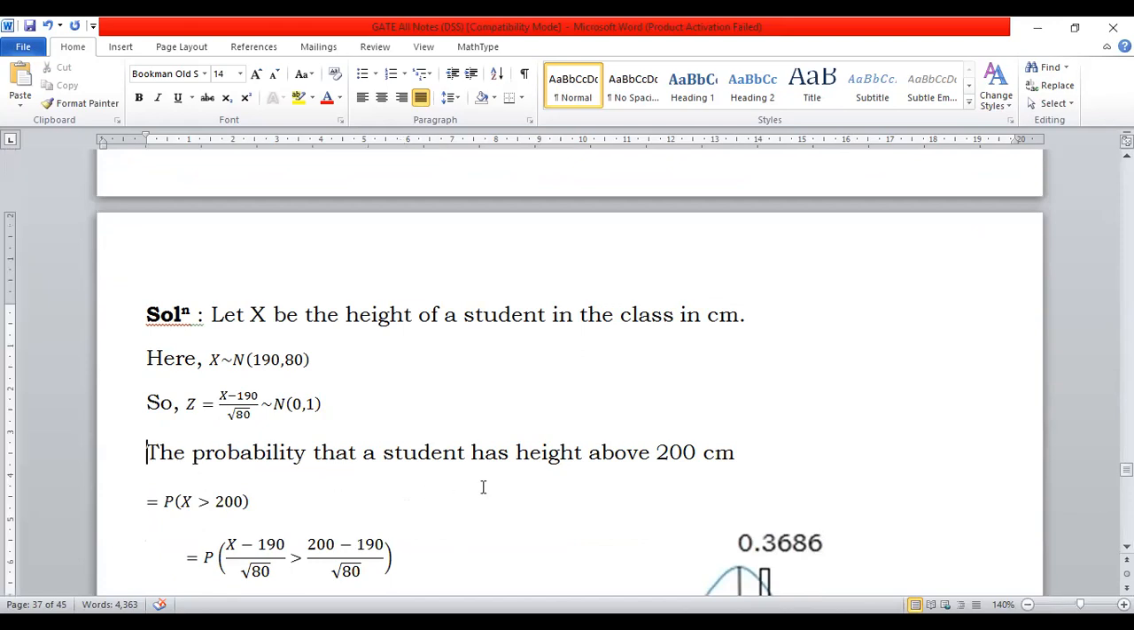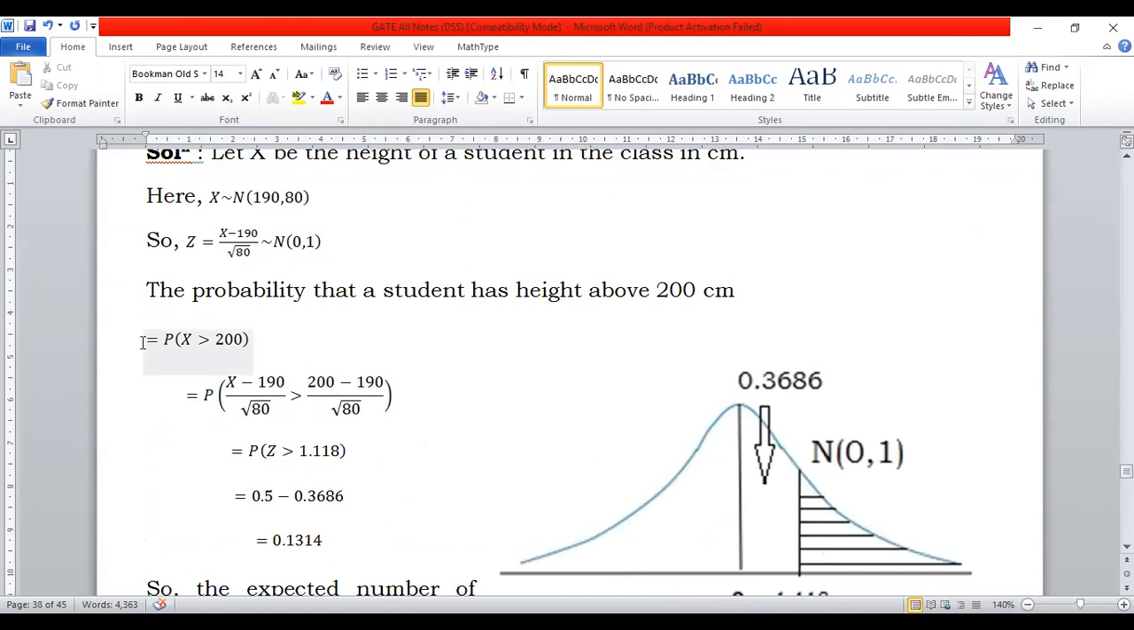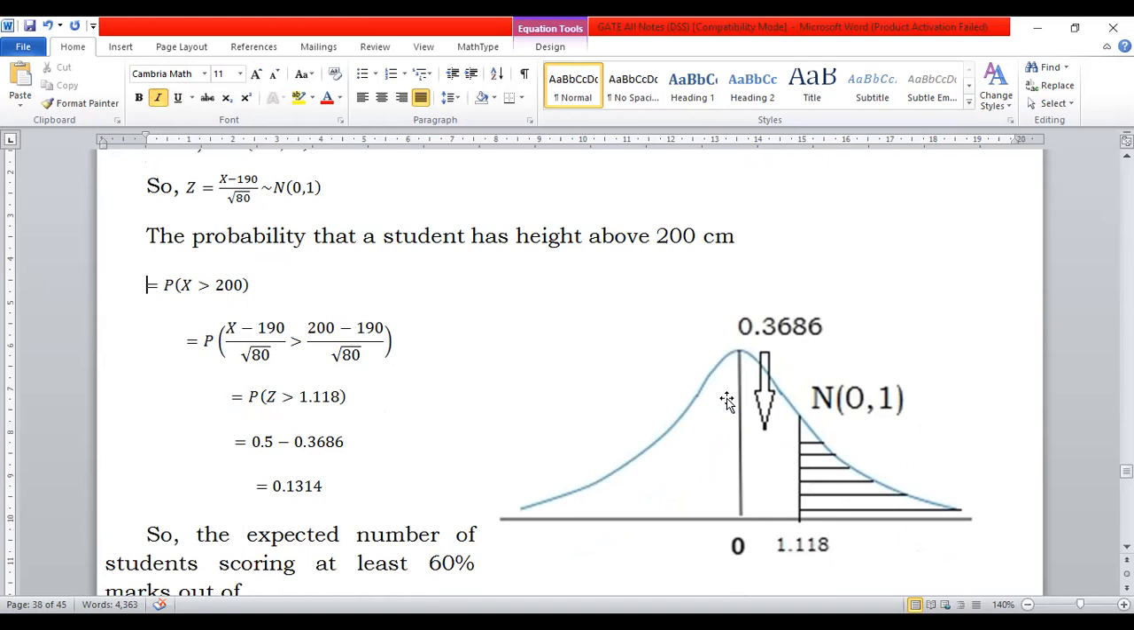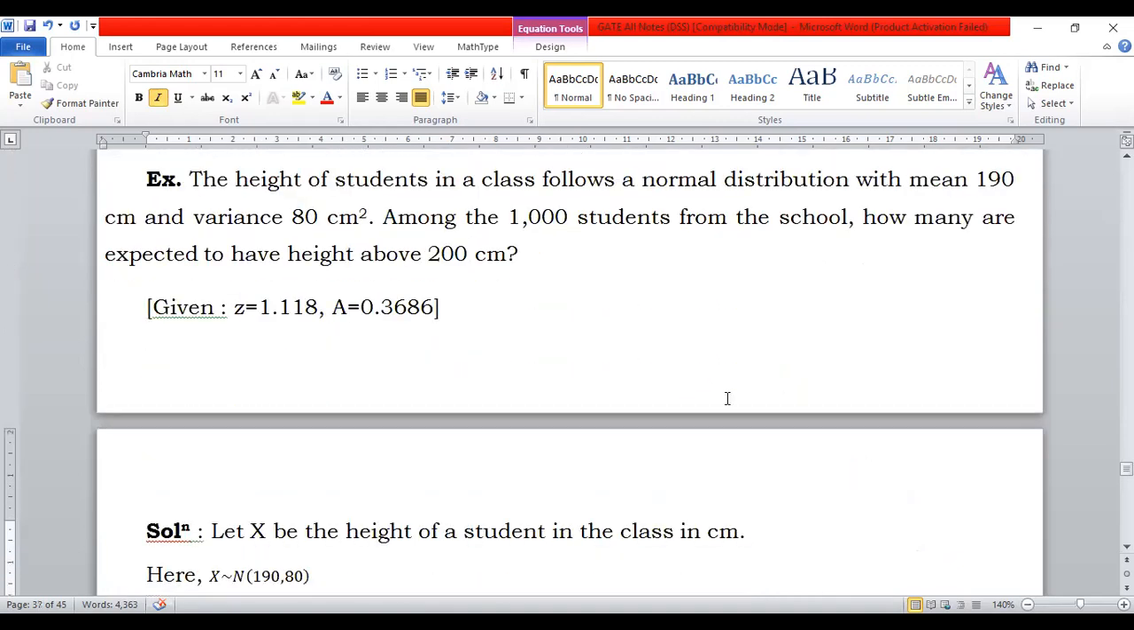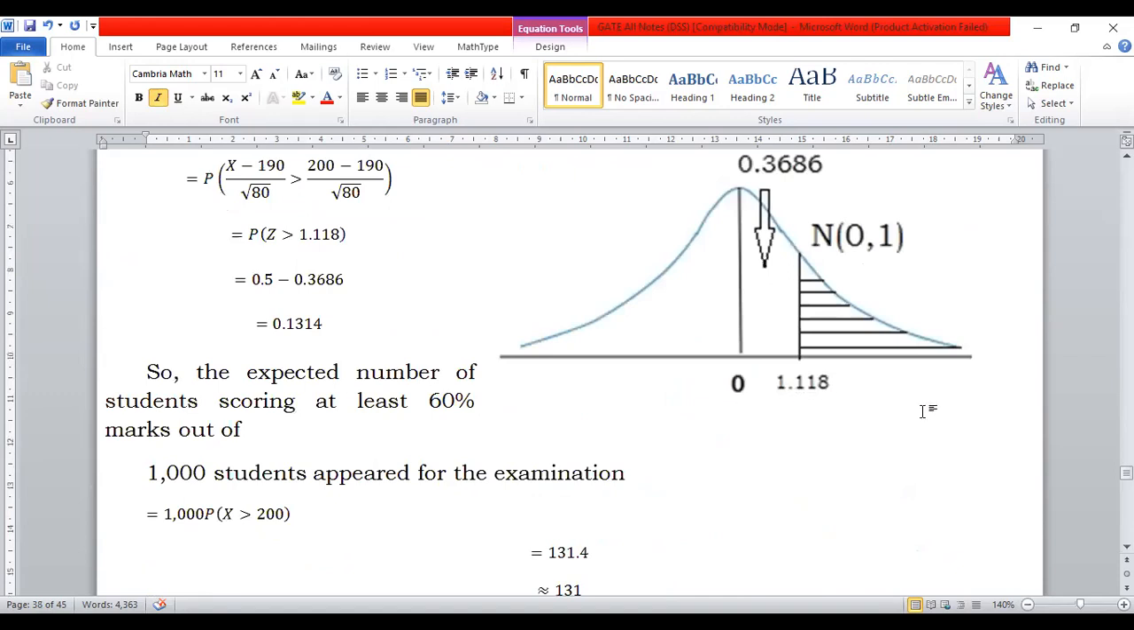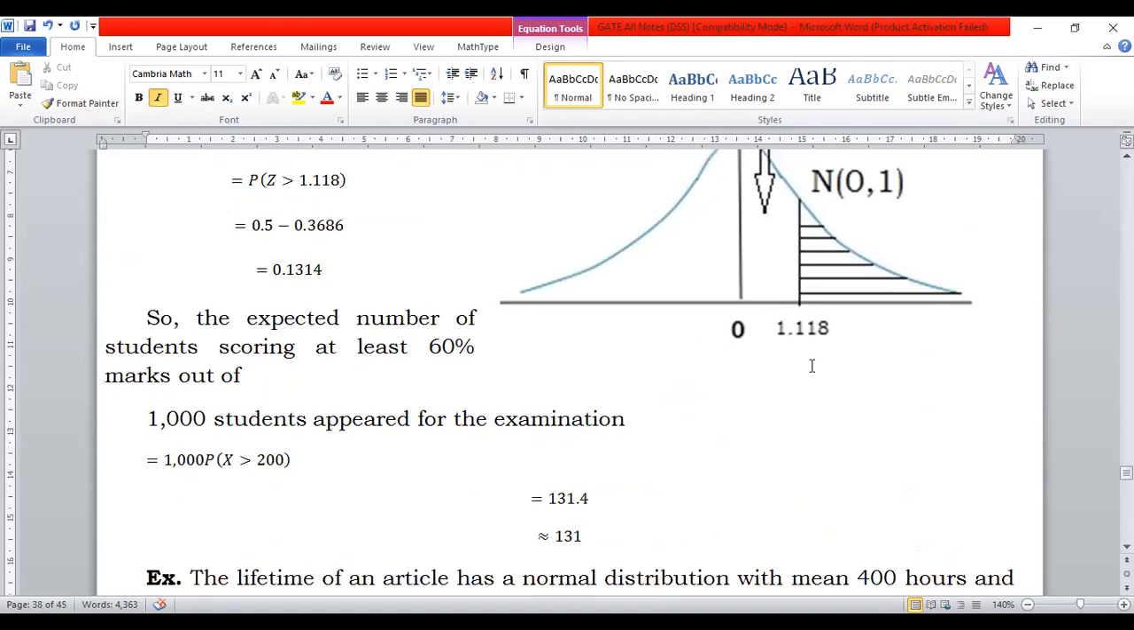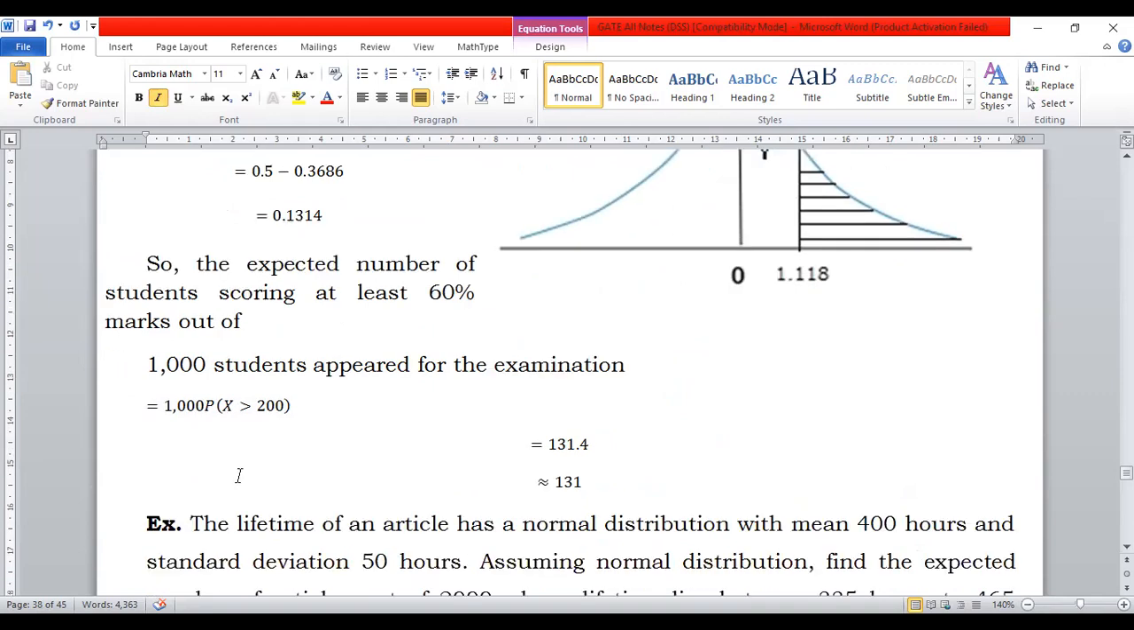Now we'll be finding the probability that a student has height above 200 centimeter, probability that X greater than 200. So this is the probability that (X minus 190) upon square root of 80 is greater than (200 minus 190) upon root 80. That is probability of Z greater than 1.118. And again, the same type of problem here. The area was given as 0.3686. So above that, 0.5 minus that. And then we have to multiply by 1000. Okay.